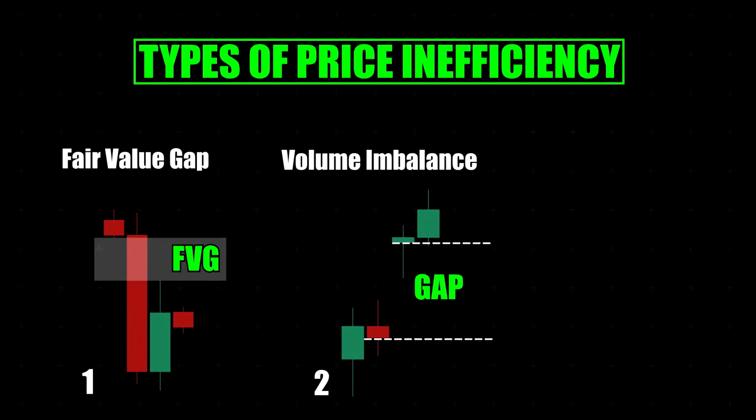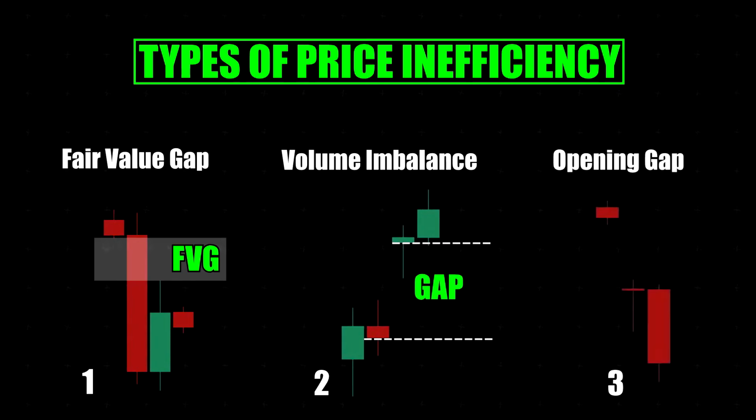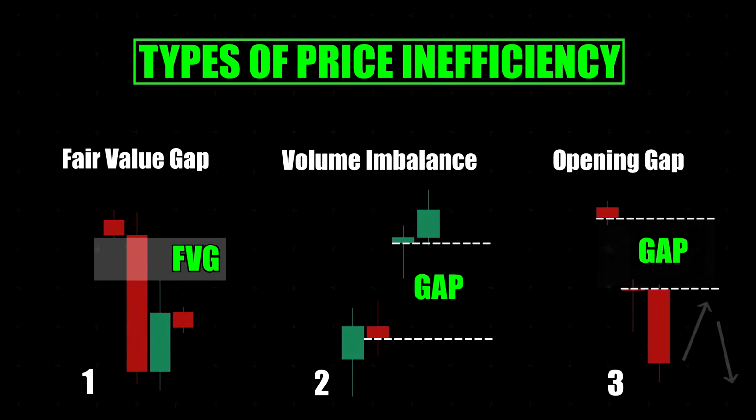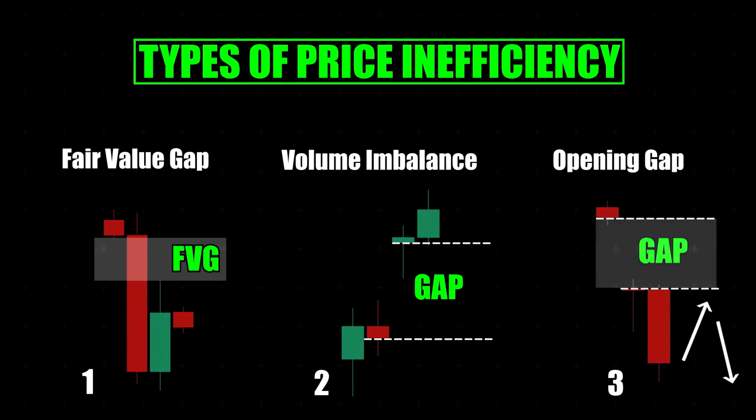And the third form of price inefficiency is opening gaps, the easiest inefficiency to identify. It appears between a market's previous close and the next session's open, with no candles in between. These gaps are usually filled quickly, making them ideal for short-term opportunities.